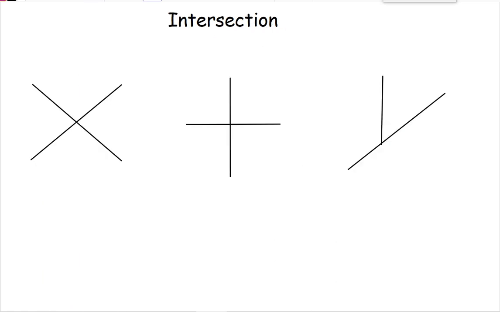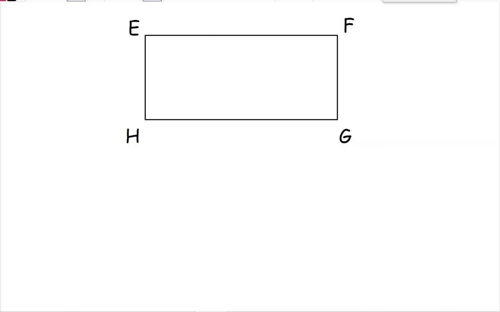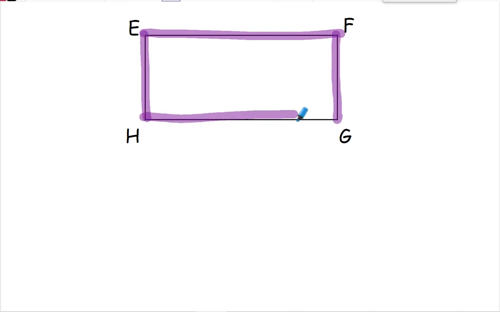Another type of line is called an intersection. Now, intersections are just where two lines meet. And they can meet in lots of different ways, as you can see here. So we can see here that we have some line intersections. EH meets up with EF, FG also meets up with EF, and HG meets up with FG and EH. So they intersect each other.